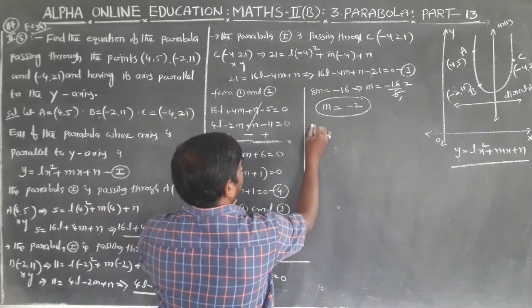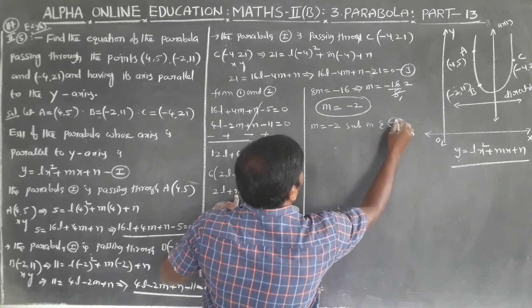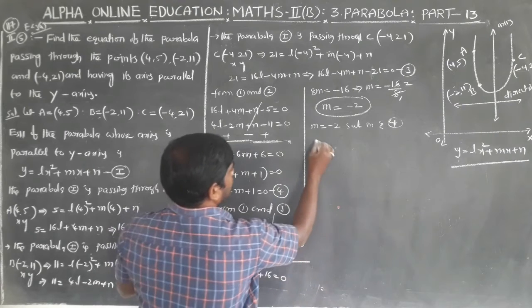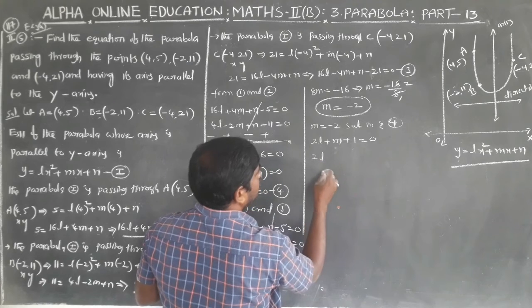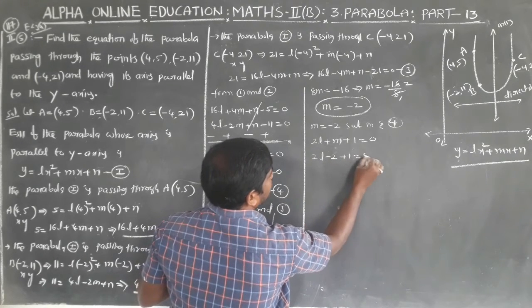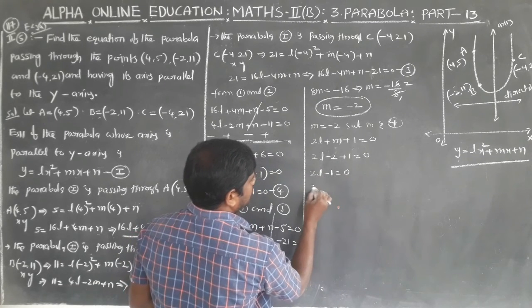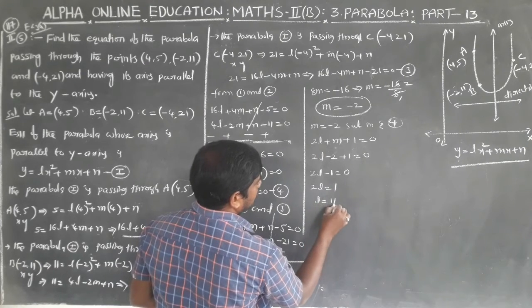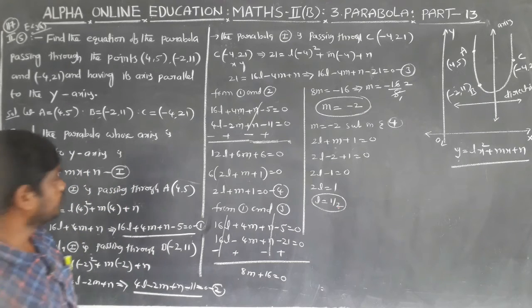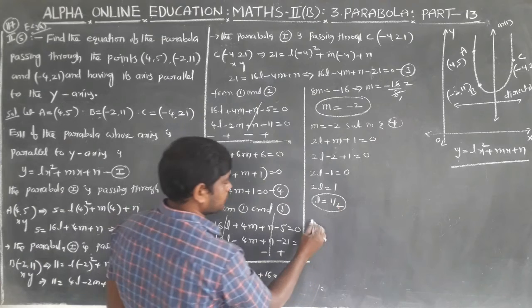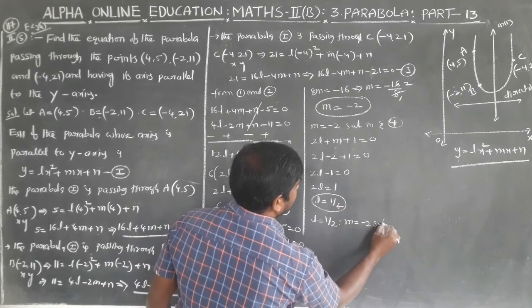Substitute M is equal to minus 2 in equation number 4. 2L plus m plus 1 is equal to 0. 2L minus 2 plus 1 is equal to 0. 2L minus 1 is equal to 0, 2L is equal to 1, L is equal to 1 by 2. So L is equal to 1 by 2, M is equal to minus 2.